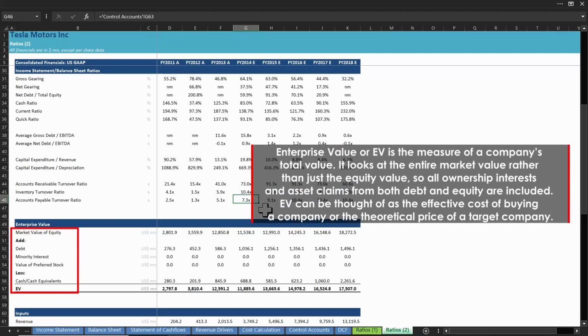Enterprise value, or EV, is the measure of a company's total value. It looks at the entire market value rather than just the equity value, so all ownership interests and asset claims from both debt and equity are included. EV can be thought of as the effective cost of buying a company or the theoretical price of a target company.